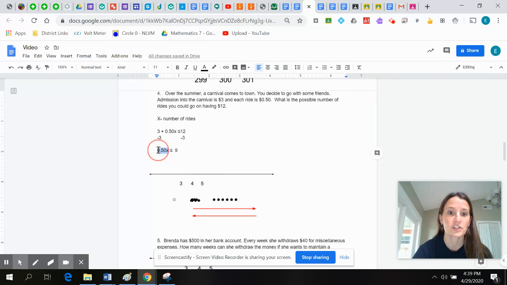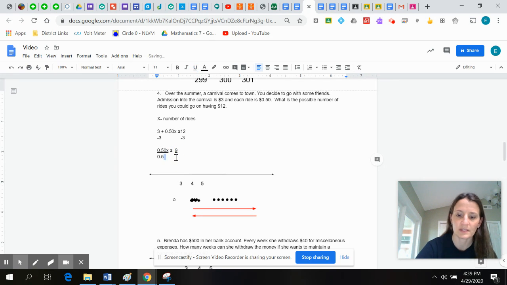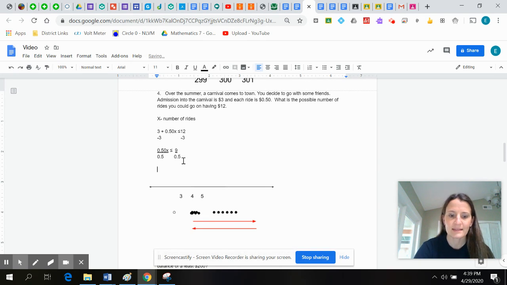So let's just show that we're dividing both sides by 0.5, a half. The division is indicated by a fraction bar. So that means x is less than or equal to 18. That means the maximum number of rides I can go on is 18.